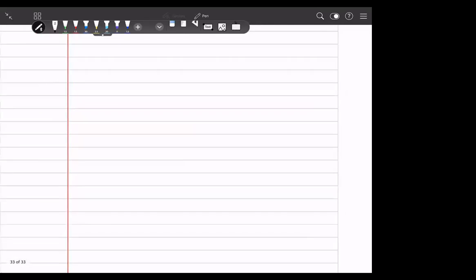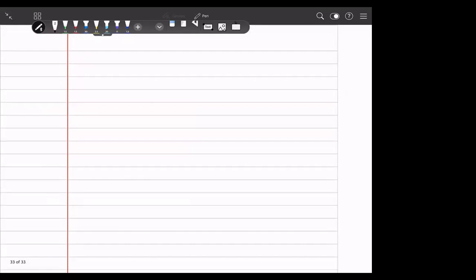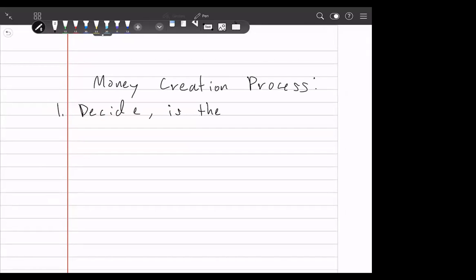The first thing that we need to do. So I'm titling these notes money creation process. First thing that we need to do here is decide: is the initial deposit already a part of the money supply?